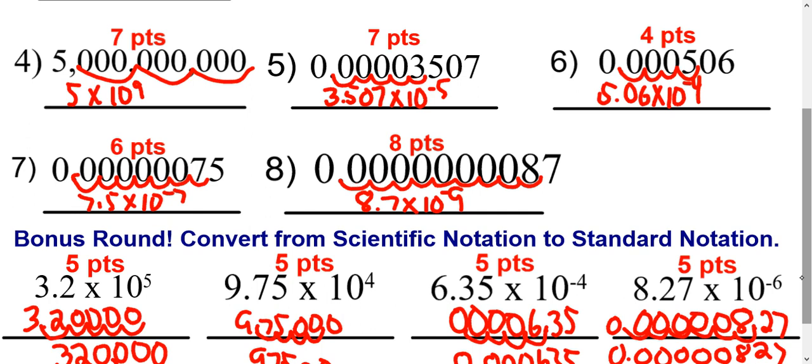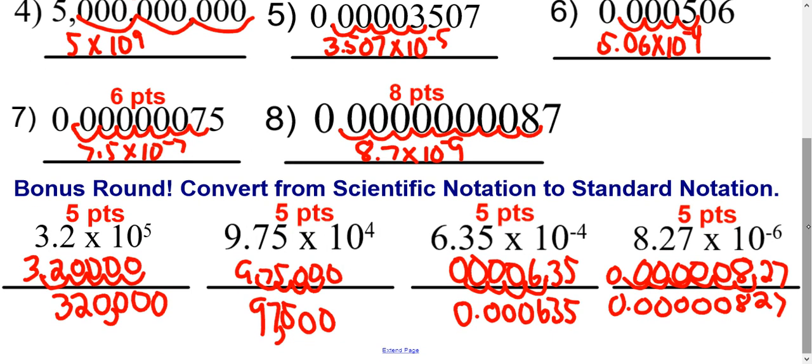The decimal, this is a small number, so it's a negative exponent. So you have to move that decimal to the right to make a number between 1 and 10, which is 3.507. All right, same thing with number 6. You see the answer right there. Number 7 is 7.5 times 10 to the negative seventh. Number 8 is 8.7 times 10 to the negative ninth.